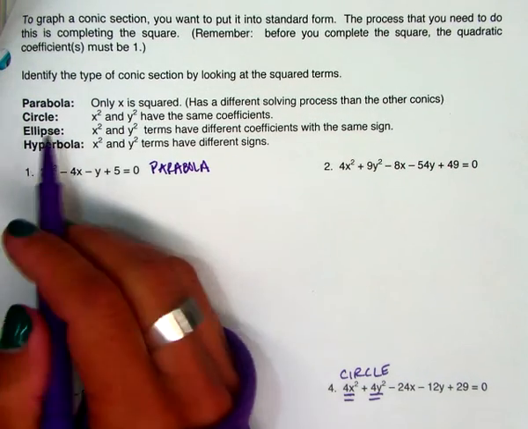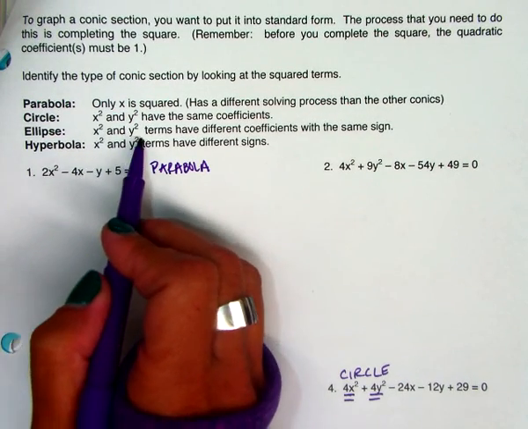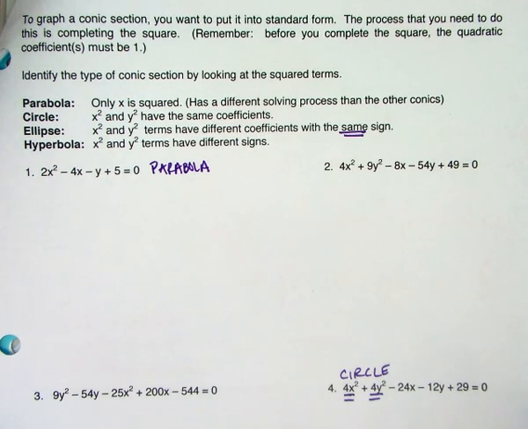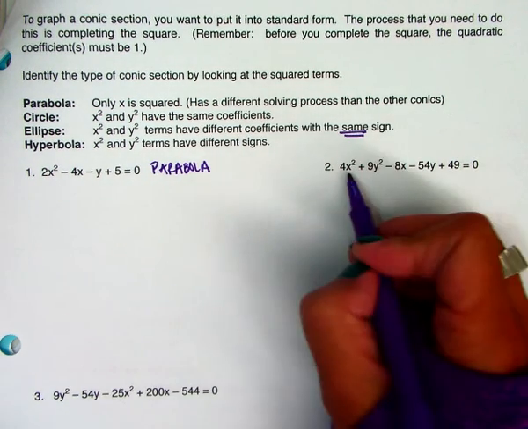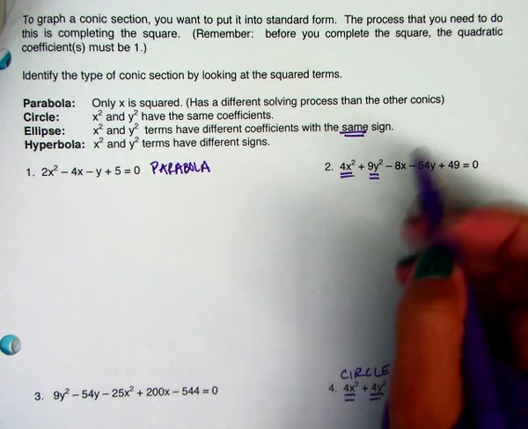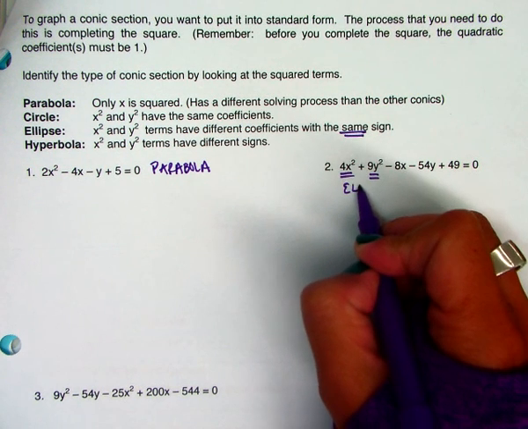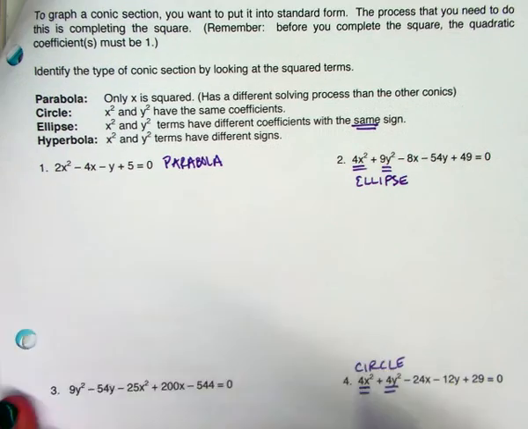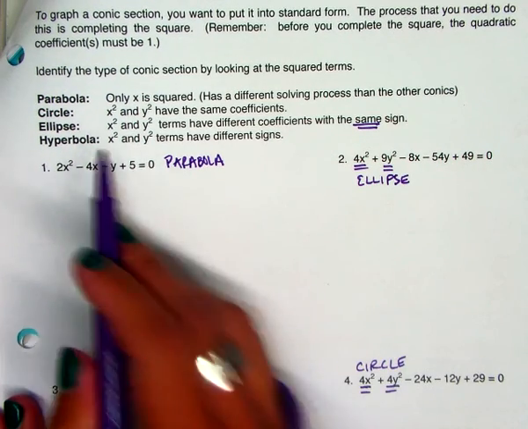For the ellipse, x squared and y squared terms have different coefficients, but they still have the same sign. The ellipse had both positives, and so here we go, 4x squared, 4y squared, and so that's going to be our ellipse.